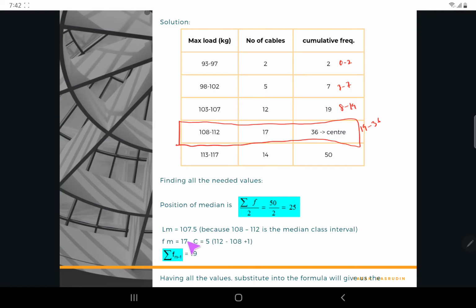And then for FM minus 1. Actually this is the cumulative frequency before the median class. So this is our median class. We need to look at the cumulative frequency before the median class, meaning that it is 19. So after having all these values, we need to substitute in the formula.